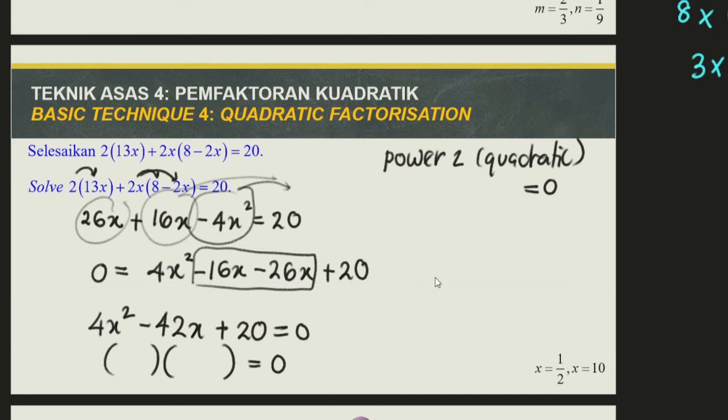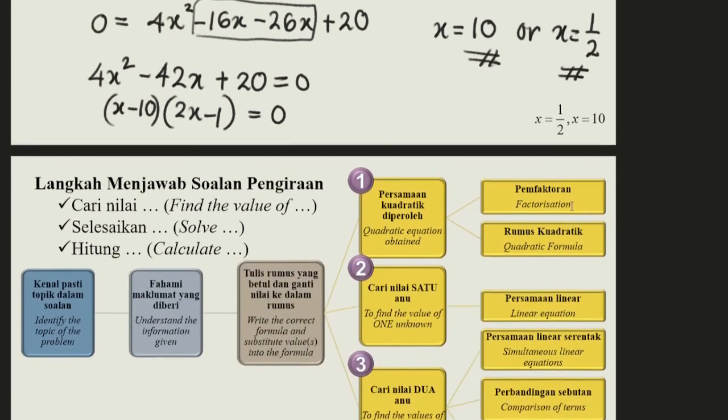So the first x, make sure when you write, the calculator will give the answer only, but you have to write the proper way. So x is 10, 1 over 2. But here you need to fill in, so it's x minus 10, and this is 2x minus 1. Make sure this part is important also to fill up. Alright, so this is for quadratic.